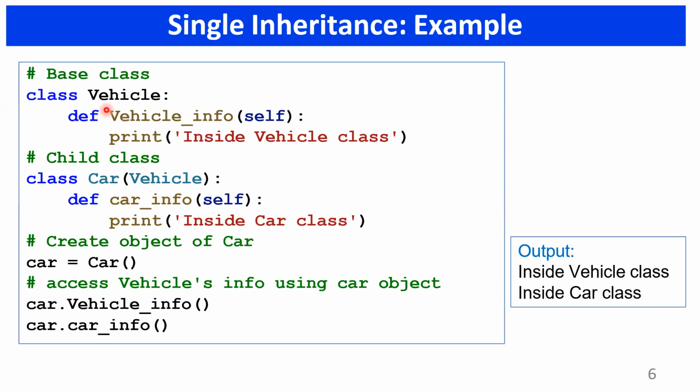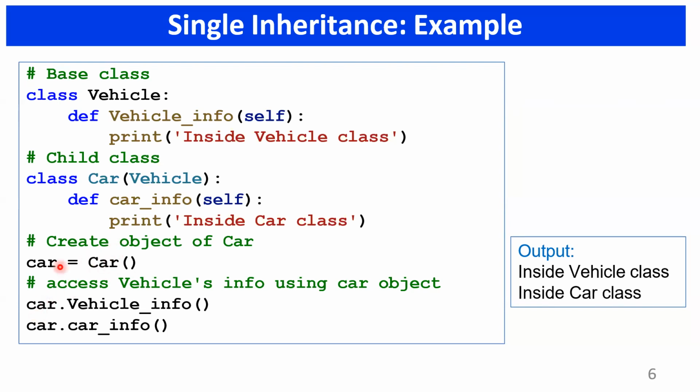So basically, here we have created two classes. One is Vehicle, which is a base class, and we are creating another child class from the base class Vehicle. Each of them has a method: vehicle_info in the Vehicle class and car_info in the Car class. Now we are creating an object of the child class by using car = Car(). Here Car is the name of the class, which is the child class.